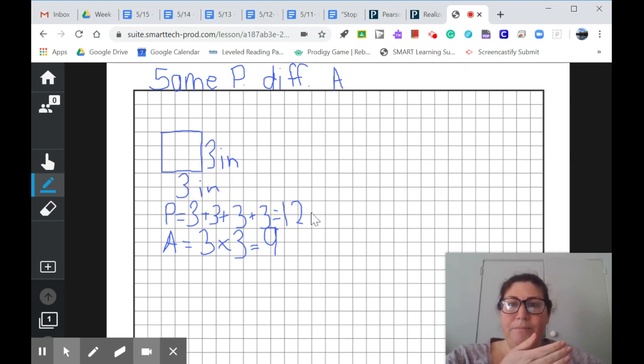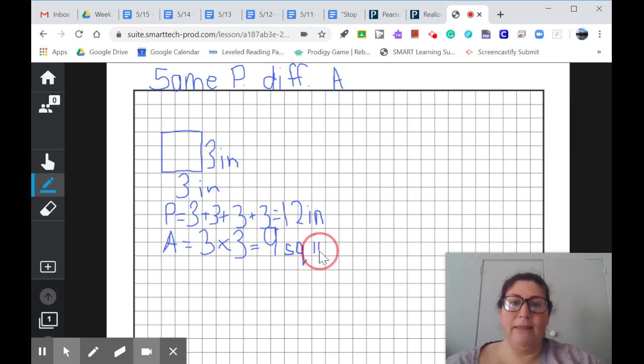So then I would put my unit for perimeter is just inches. But then if you remember, the unit for area isn't like a straight line. So we say it's squared inches, square inches, or inches squared.